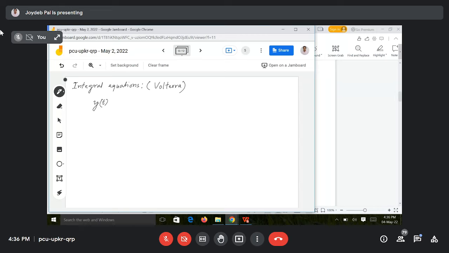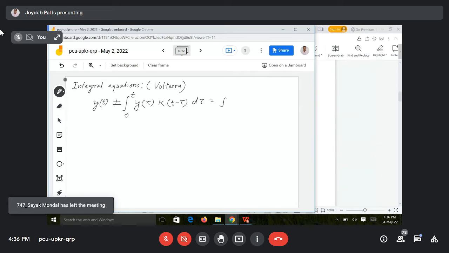Now you can see the form. The form is y(t) plus or minus the integral from 0 to t of y(tau) k(t minus tau) d tau is equal to f(t). So we will solve only this type of integral equation. It is not exactly Volterra, it is a special type of Volterra.